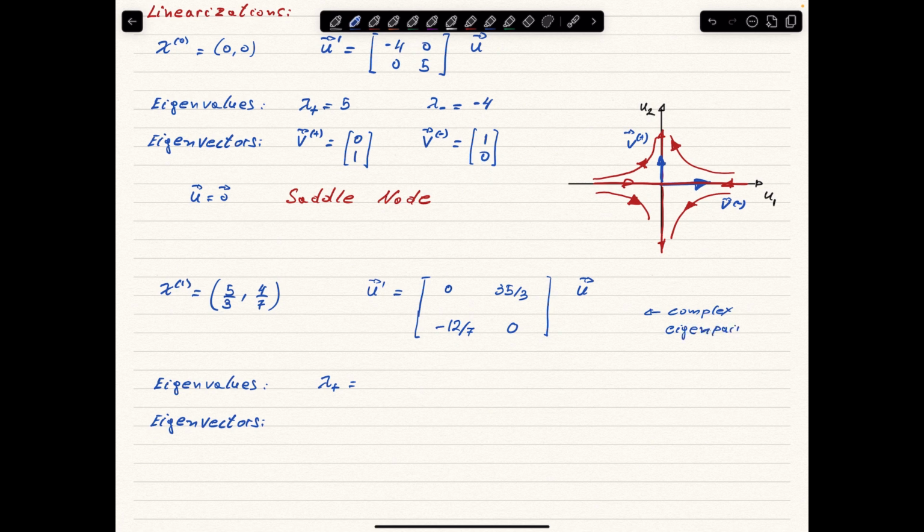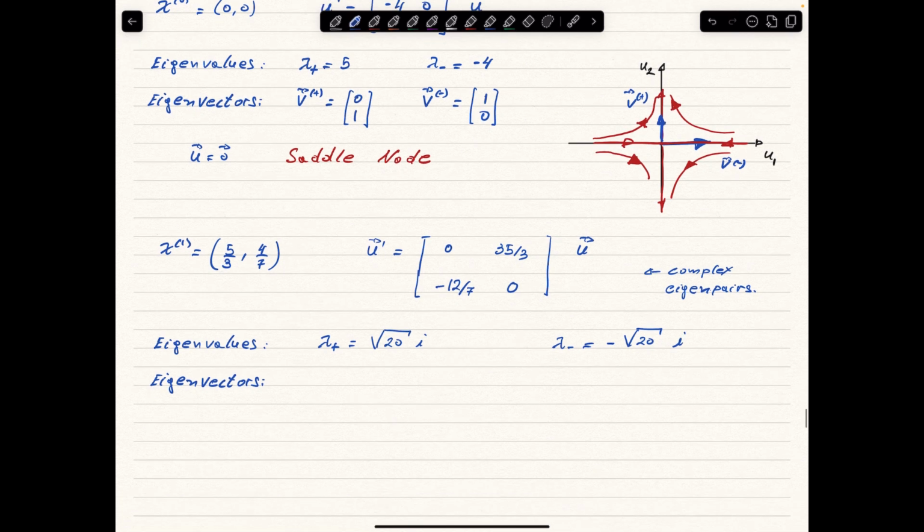Eigenpairs. Both are going to be complex. And if you do the calculation, it's not difficult to see that you're going to get the square root of 20 times i, and the other eigenvalue, the negative, is going to be minus square root of 20 i. And what are the eigenvectors?